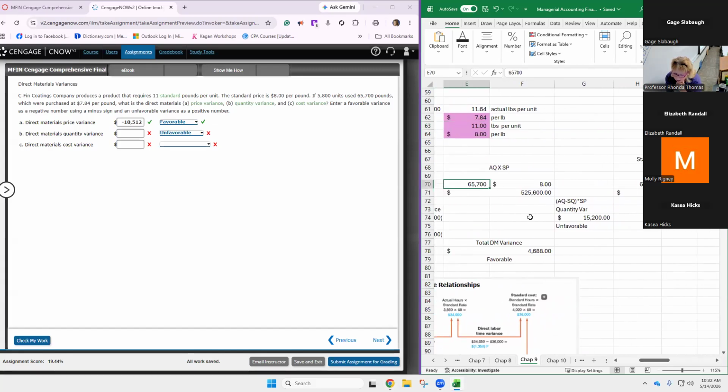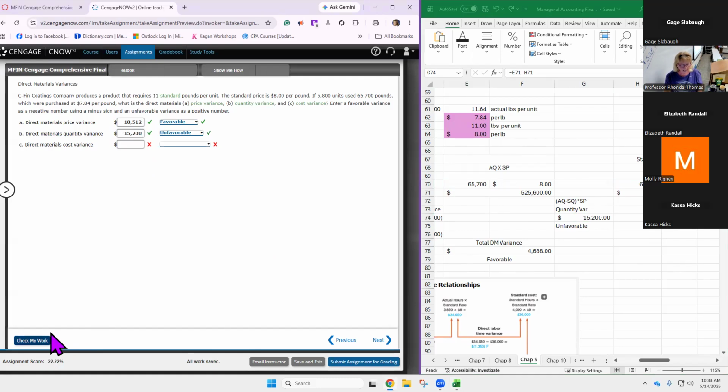So when we take our actual quantity times our standard price, we get 525,600. Then we figured out our standard quantity by taking the actual number of units that we produced times its 11 pound standard per unit. That's 11 pounds of material. So it looks like we actually had more than the standard. And this is a positive number, 15,200. And remember, positive numbers are unfavorable.